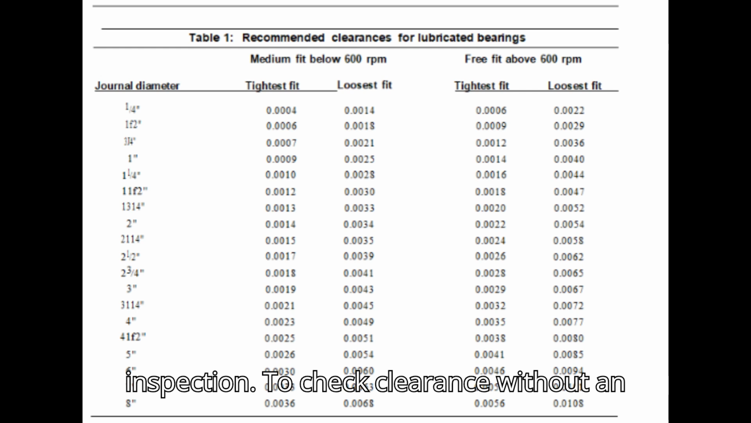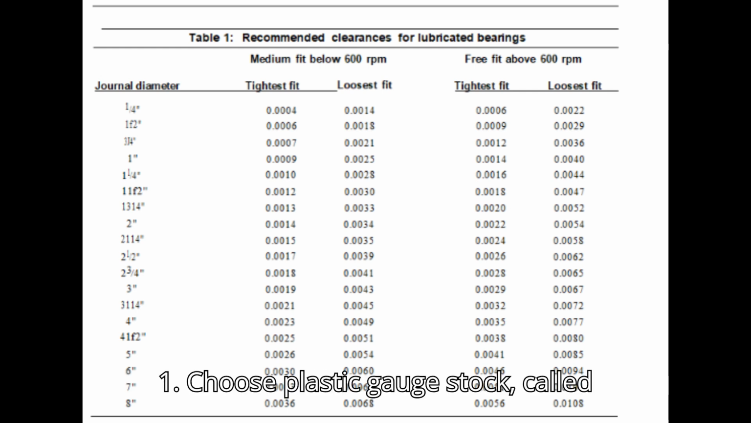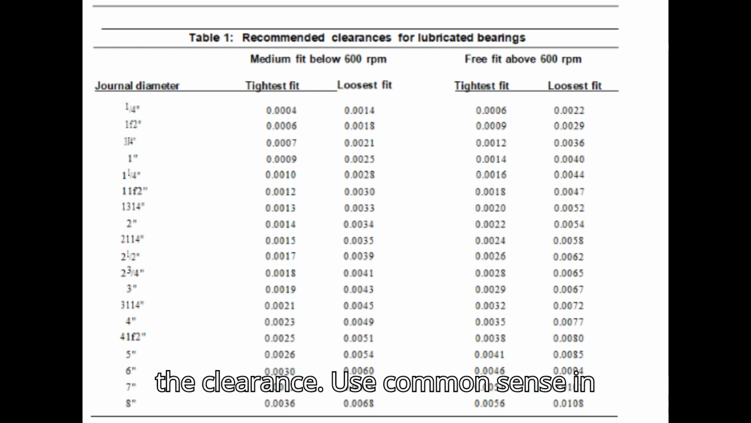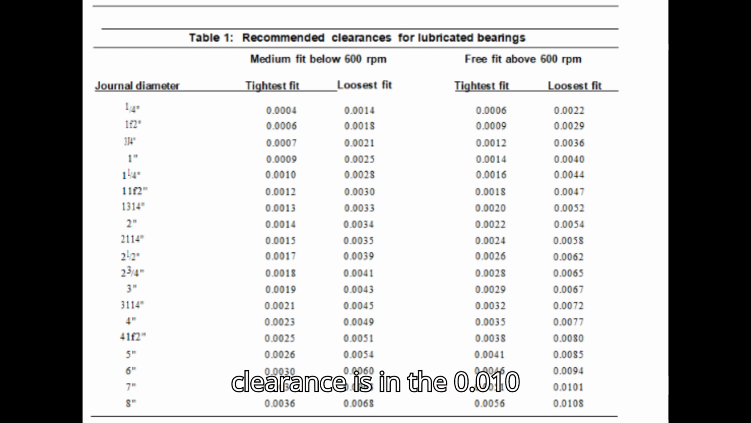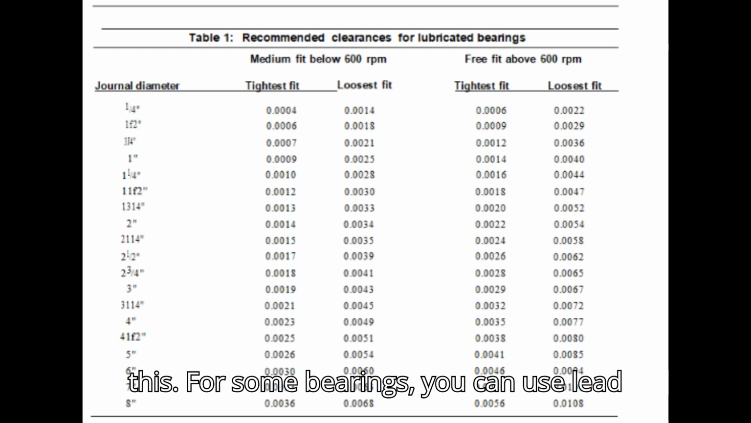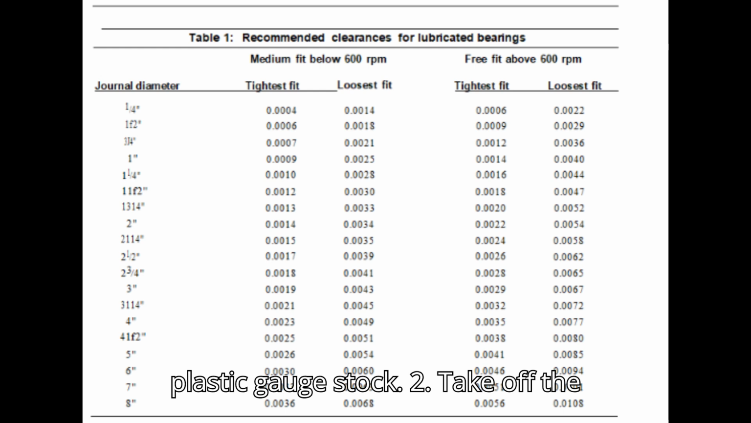To check clearance without a dial indicator, use plastic gauge. 1. Choose plastic gauge stock, called Plastigage, with diameter about equal to the clearance. Use common sense in choosing the diameter. If the expected clearance is in the 0.010 inch to 0.015 range, pick a diameter slightly larger than this. For some bearings, you can use lead wire such as 50/50 solder rather than plastic gauge stock.